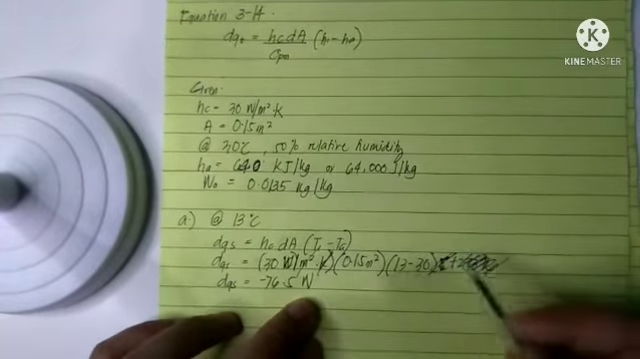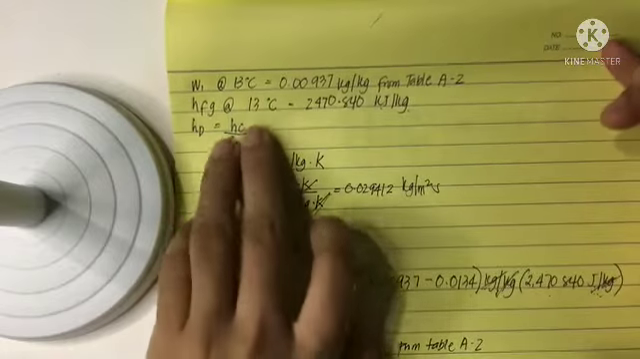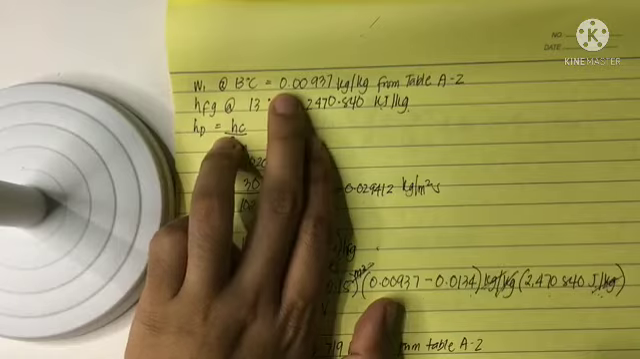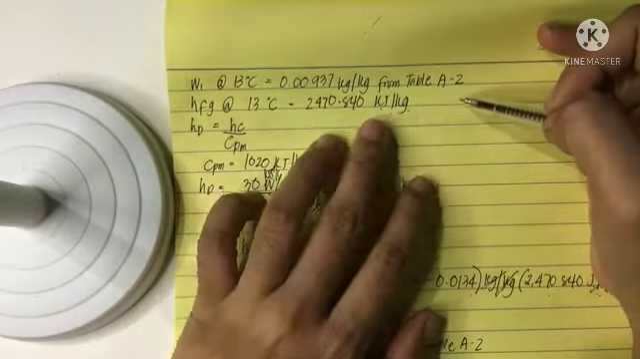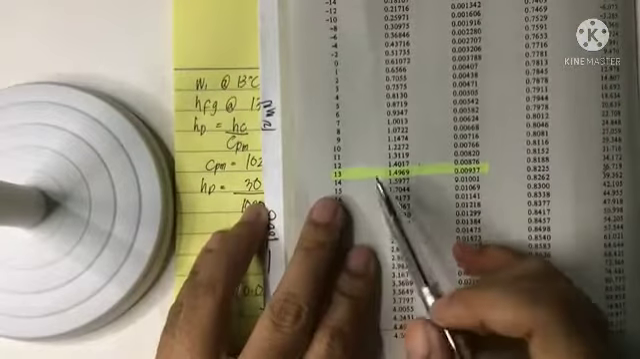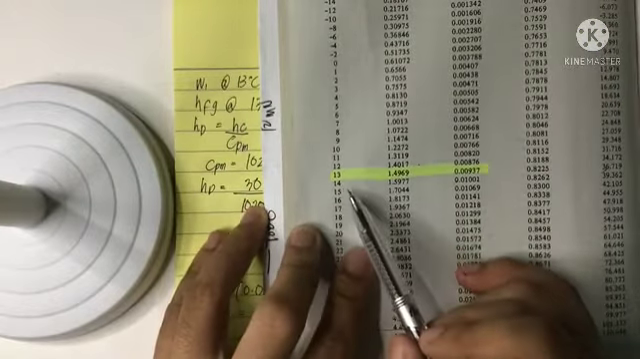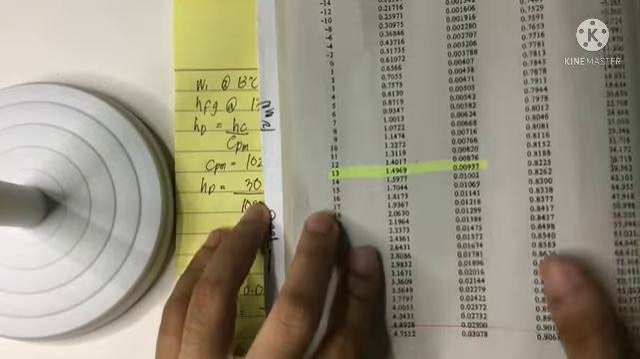So the meter squared cancels. The humidity ratio at 13 degrees Celsius is equal to 0.00937 kilogram per kilogram from table A-2. So from table A-2, moist air, you have 13 degrees Celsius, which is 0.00937 kilogram per kilogram.